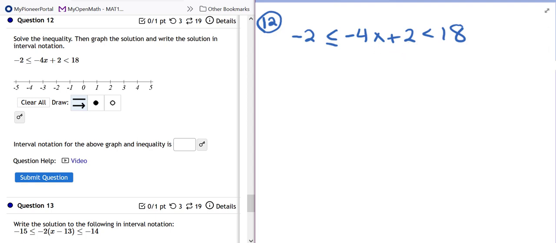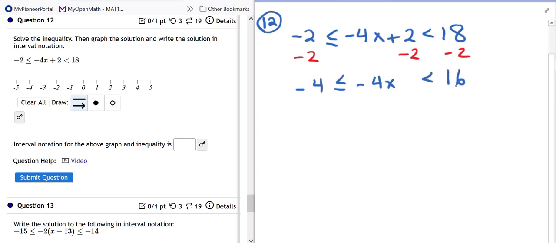We should first take off anything added or subtracted. So we're going to take off this 2. You have to do it all 3 places. Your symbols separate your sides. All right, now we'll clean up. This is a negative 4. It's less than or equal to negative 4x, which is less than 16. Now we're going to divide by negative 4 all the way across. This is going to cause it to flip. Our symbols, I'll circle them so I remember.